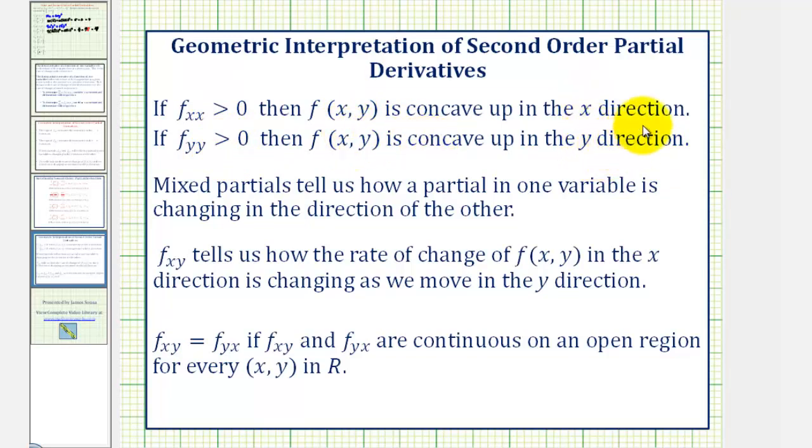The mixed partials, indicated using this notation here, tell us how a partial in one variable is changing in the direction of the other. So the partial derivative of f with respect to x and then with respect to y tells us how fast the rate of change of f in the x direction is changing as we move in the y direction. We could also say this tells us how the slope of the tangent line in the x direction is changing as we move in the y direction.